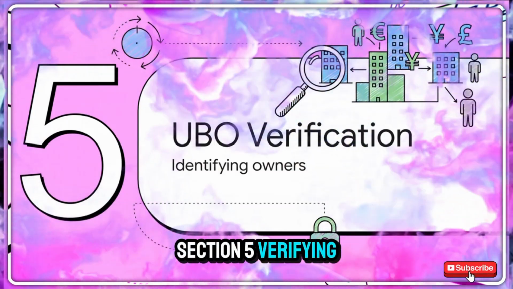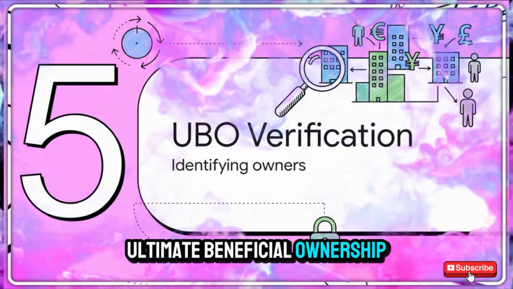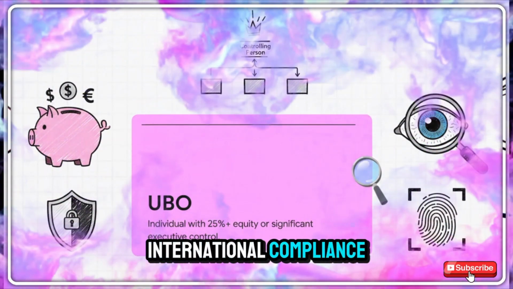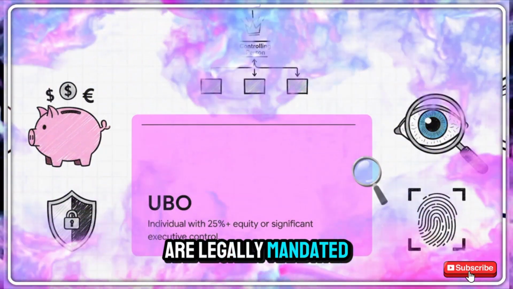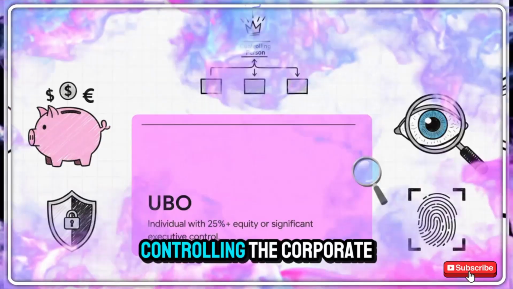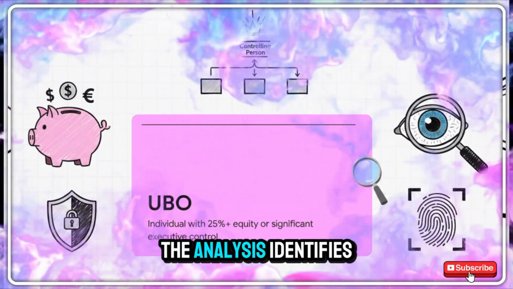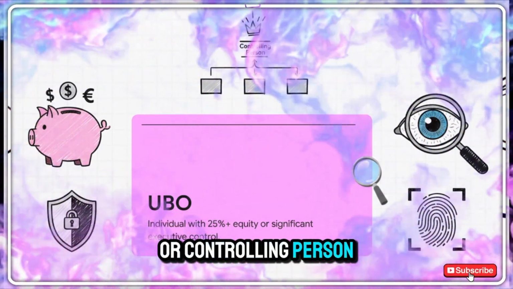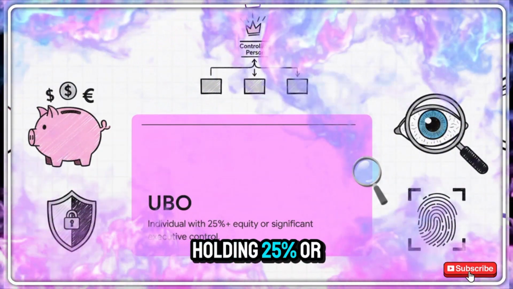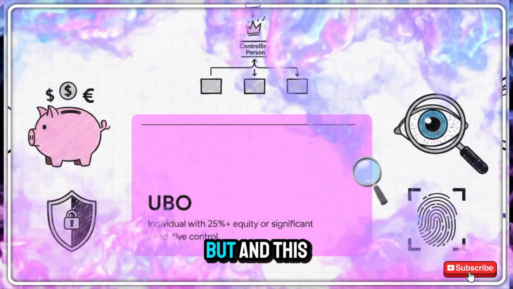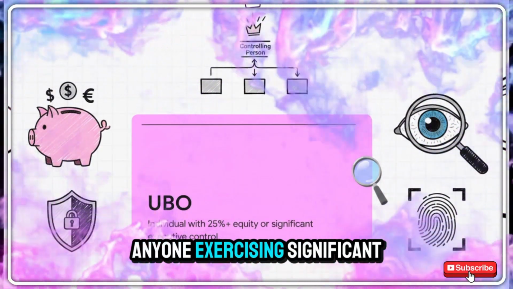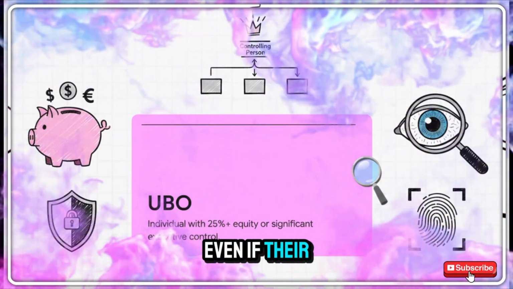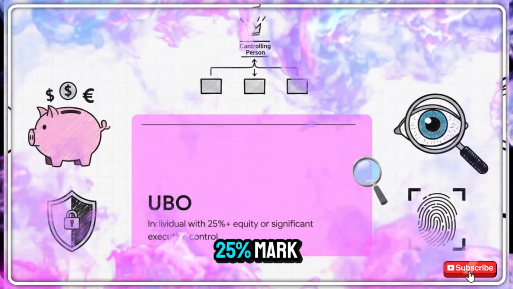Section 5. Verifying ultimate beneficial ownership. We now arrive at the most legally rigid mechanism of international compliance. Financial institutions are legally mandated to identify the actual human beings controlling the corporate entity. The analysis identifies a very strict standard here. An ultimate beneficial owner, or controlling person, is defined as any individual holding 25% or more equity in the business. But, and this is key, it also includes anyone exercising significant executive control, like a CEO or a managing director, even if their equity share is substantially lower than that 25% mark.